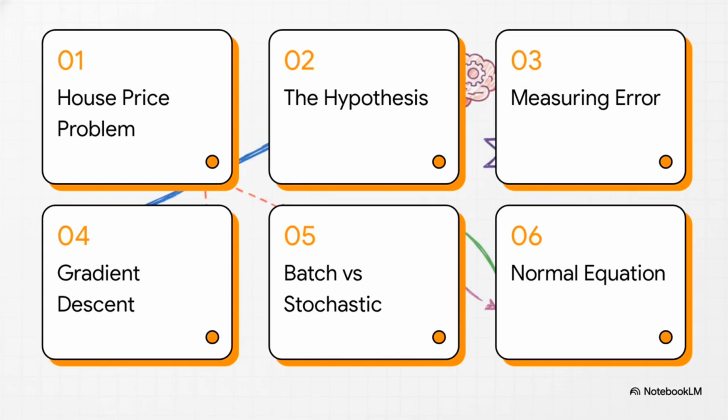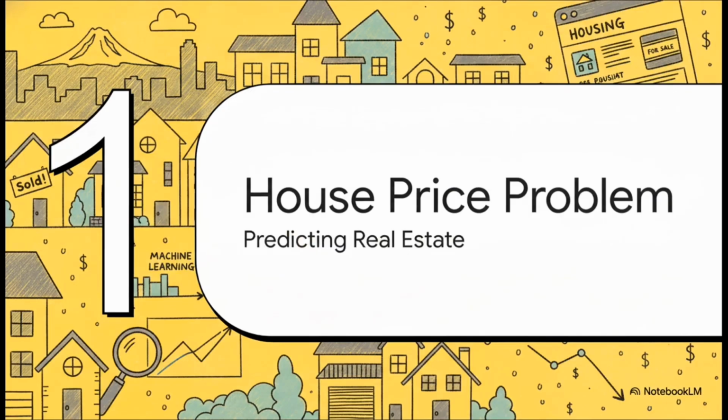Here is our roadmap for today. We're going to cover 1. The house price problem, 2. Building the hypothesis, 3. Measuring the error, 4. Descending the gradient, 5. Batch versus stochastic descent, and finally, 6. The normal equation shortcut. Let's kick things off with Section 1, the house price problem.